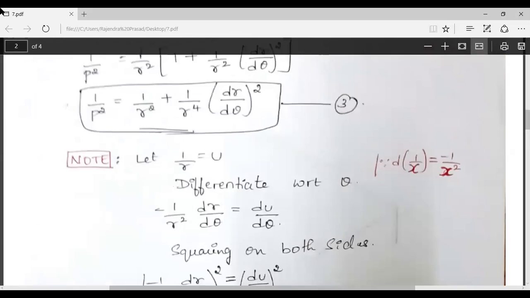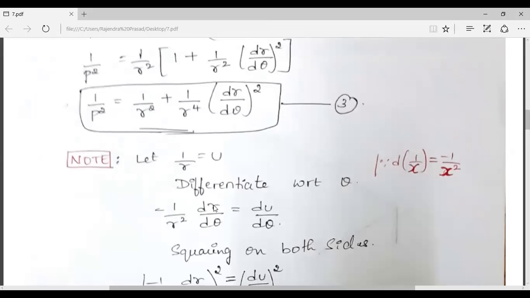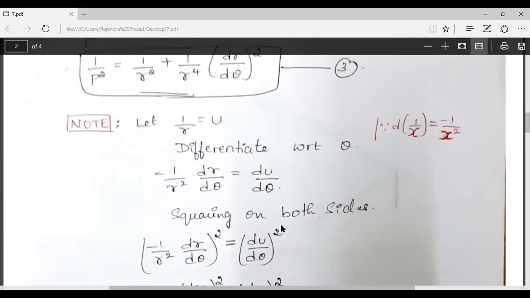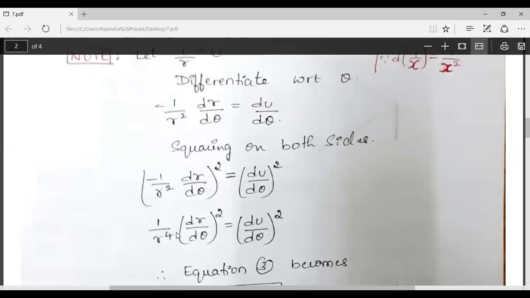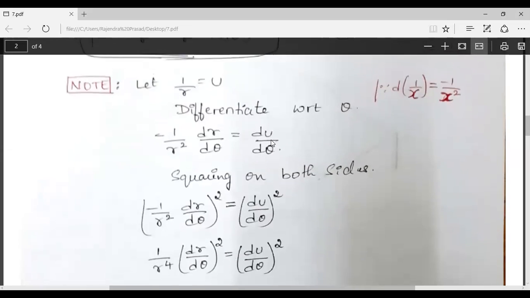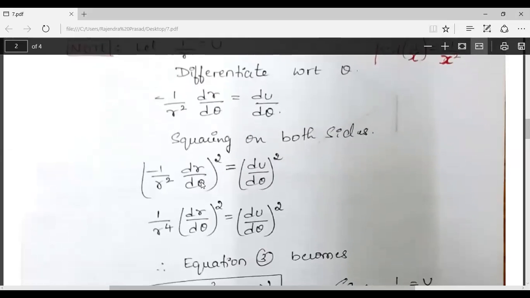For that, we shall consider 1 by r is equal to u. Differentiate with respect to theta: the differentiation of 1 by r is minus 1 by r square dr by d theta, which is equal to du by d theta. Squaring on both sides, minus 1 by r square whole square becomes 1 by r to the power of 4, dr by d theta whole square equals du by d theta whole square.